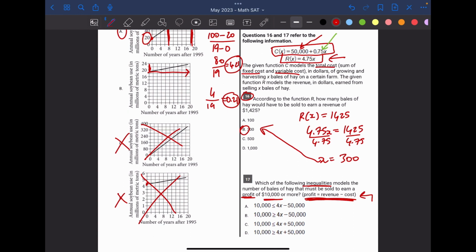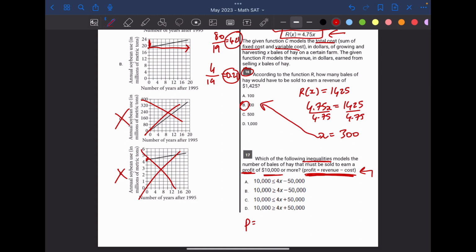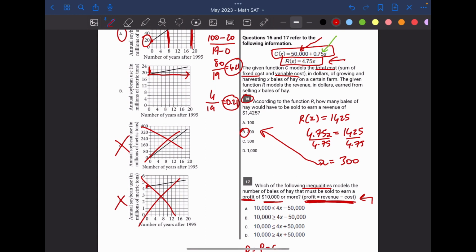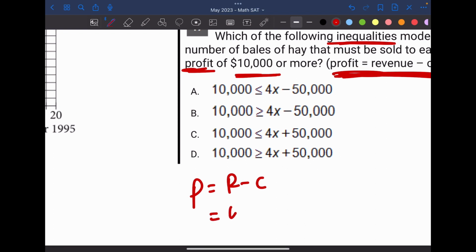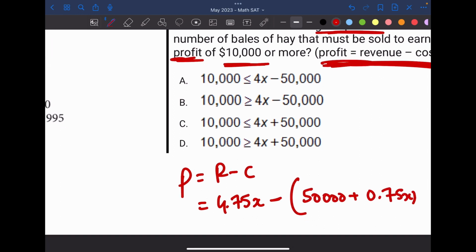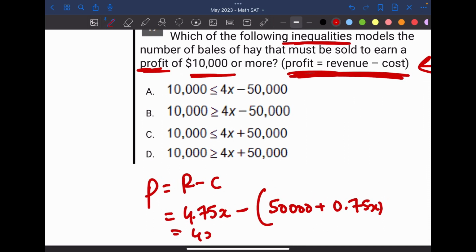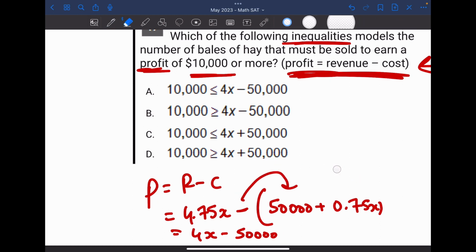So you'd have to find it out yourself. But yeah, profit is equal to revenue minus cost. In this case, the revenue is 4.75x, and the cost is 50,000 plus 0.75x. So you'd have 4.75x minus the entire cost, which is 50,000 plus 0.75x. If you subtract these, you should get 4x minus 50,000, because you expand the negative sign over here and over here.